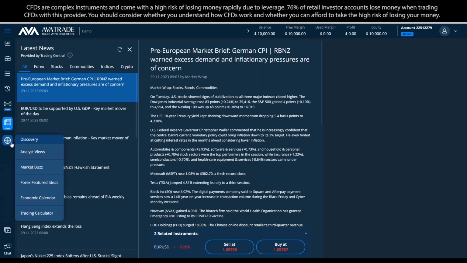Underneath, you're going to see also analysis views, market budgets, similar. It's an additional section for news. Forex ideas, that's also technical a bit.